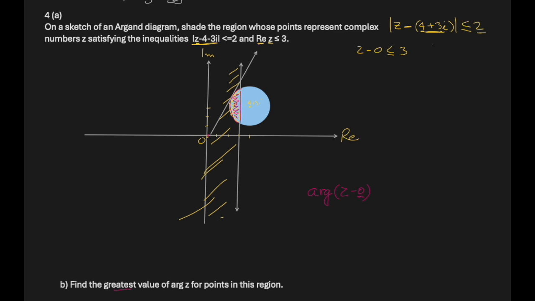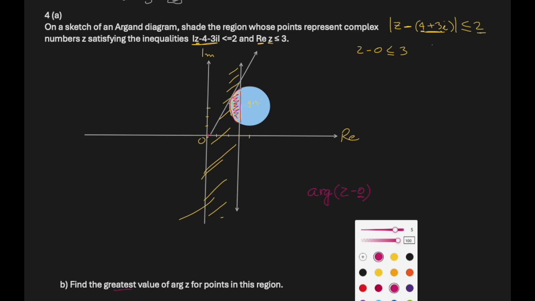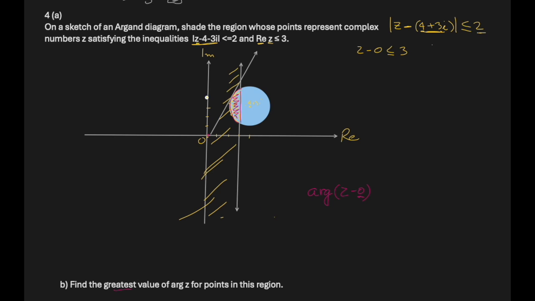Let me show you again how. So this is the point where it is touching this shaded area and giving us the maximum, greatest value of argument. So we have to find this angle basically. This angle will be the argument of Z, the greatest.